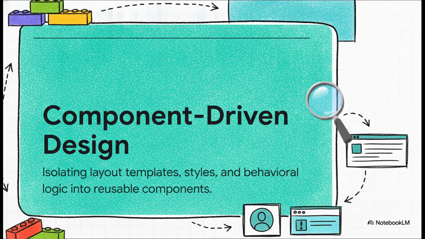Okay, so moving up the architecture ladder, we hit our foundational rendering layer, Laravel's native templating engine, called Blade. Now, what exactly is component-driven design? In short, it's the practice of isolating layout templates, styles, and behavioral logic into highly reusable components. Think of these components exactly like Lego blocks. You obviously don't want to build a massive, repetitive web page from scratch every single time, right? Instead, you build individual pieces, like a user profile card or an alert banner, and you just cleanly snap them together. This drastically reduces repetition and keeps your presentation layer super clean.